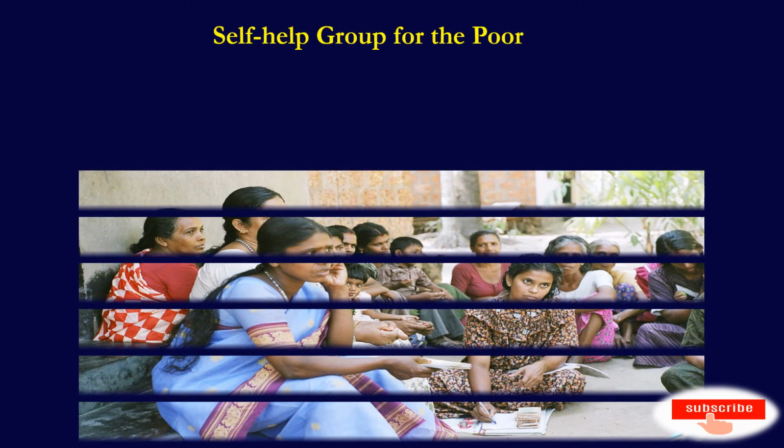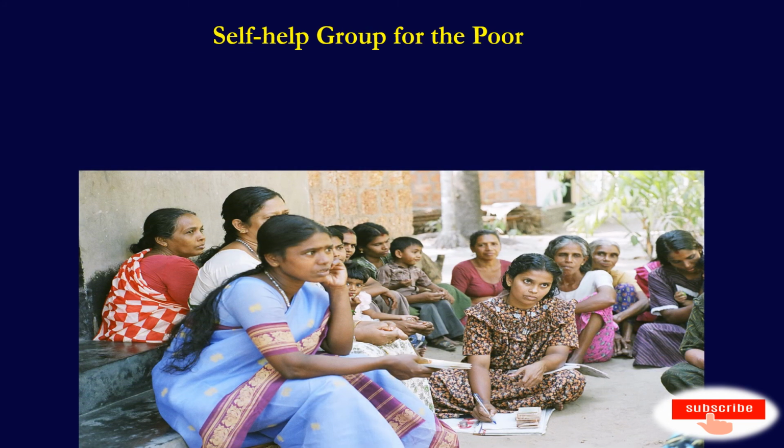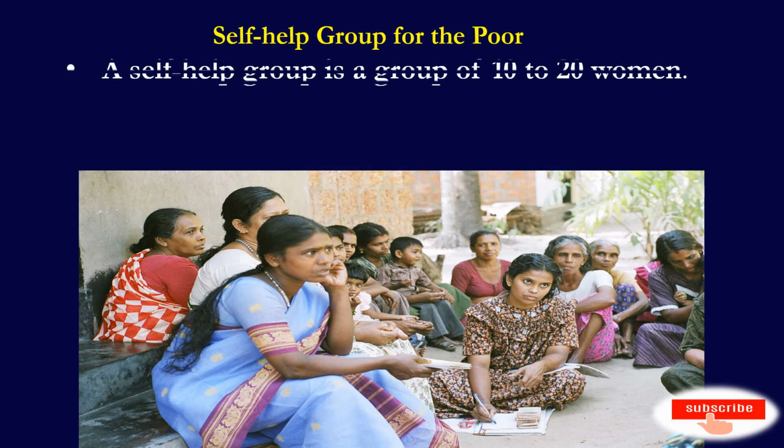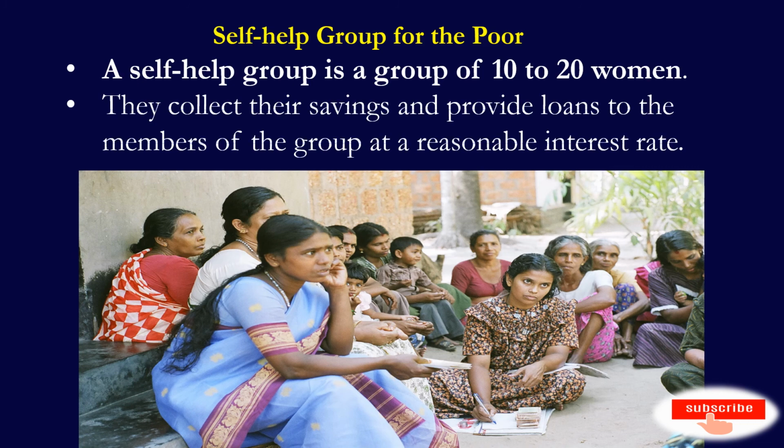Next, we have the self-help group for the poor. A self-help group is one of the new ways to provide affordable loans to the poor. It is a group of 10 to 20 women who collect their savings and provide loans to the members of the group itself. Members can take small loans from the group at a reasonable interest rate. And after 1 or 2 years, if the group is regular in savings, it becomes eligible for taking loans from the bank. And the loans are granted in the name of the group.